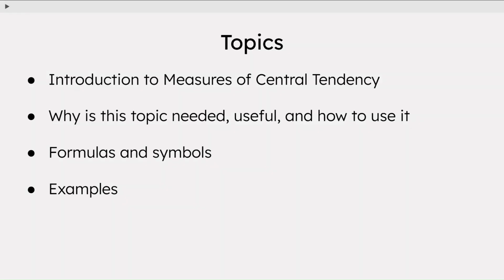So the topics we're discussing today are the introduction to measures of central tendency, why this topic is needed and useful, how to use it, different formulas and symbols, and some examples as well.